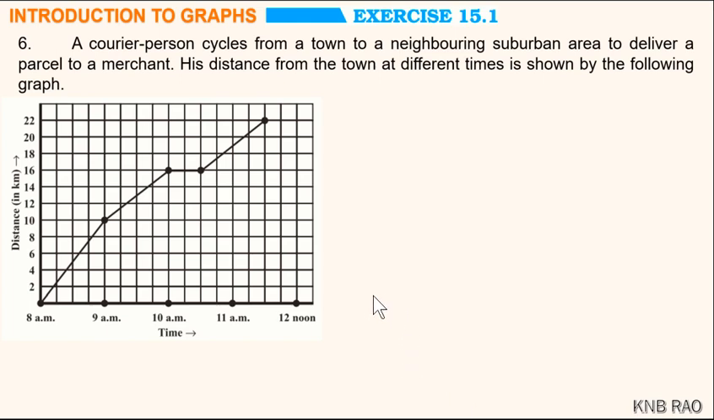Now coming to the question number 6. A courier person cycles from a town to a neighboring suburban area to deliver a parcel to a merchant. His distance from the town at different times is shown by the following graph. That is from 8 am to 12 noon. Time is considered on a horizontal axis. Distance, that is cycles in kilometers, is drawn on vertical axis. So he starts at 8 am and reaches somewhere at here.